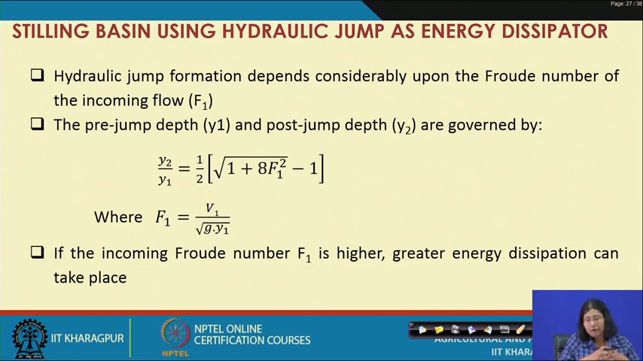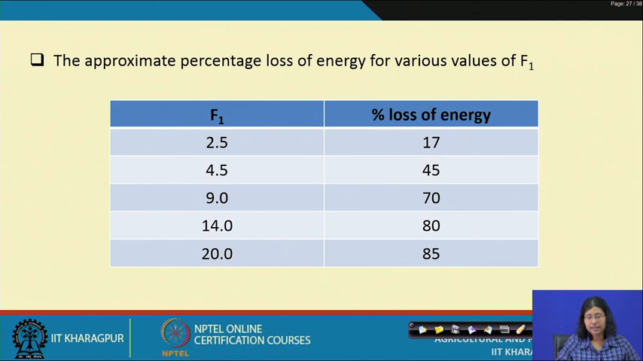Hydraulic jump formation depends considerably upon the Froude number of the incoming flow. The pre-jump depth and post-jump depth, or the conjugate depths, are given by this formula. The Froude number is F1 = V1 / sqrt(g y1). If the incoming Froude number F1 is higher, greater energy dissipation can take place. Here we give the range of Froude number and the corresponding percentage of energy loss.